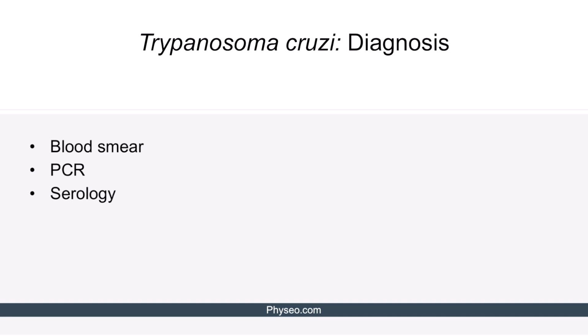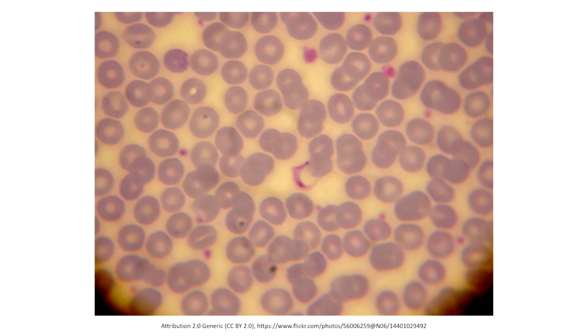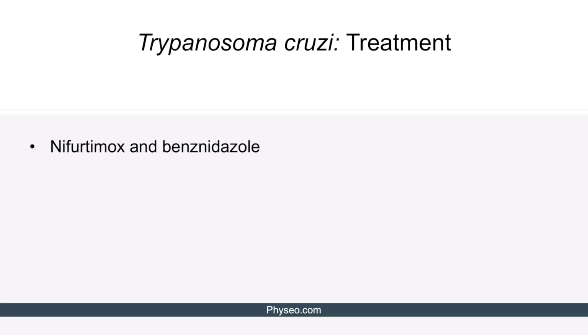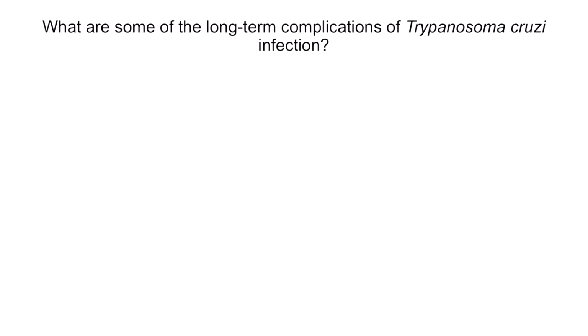Well, for diagnosis, the protozoa can be visualized using a blood smear, so pretty basic. And PCR and serology can be other helpful diagnostic tests. So here's what a thin blood smear of the patient will look like. In the center, you can see a flagellated trypomastigote. And once you've diagnosed it, you then treat it. And you treat it with nifurtimox and benznidazole.